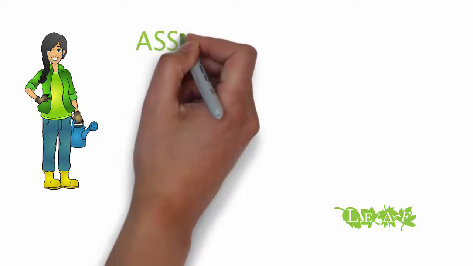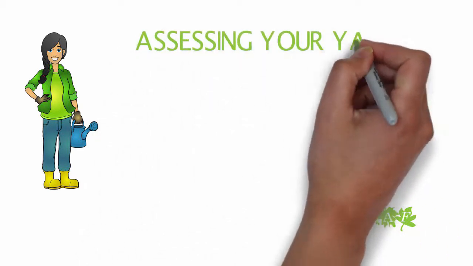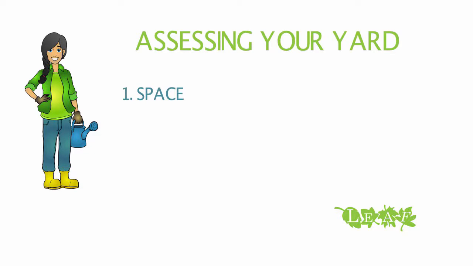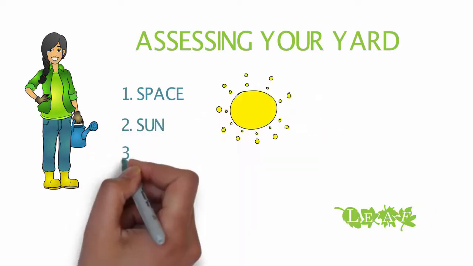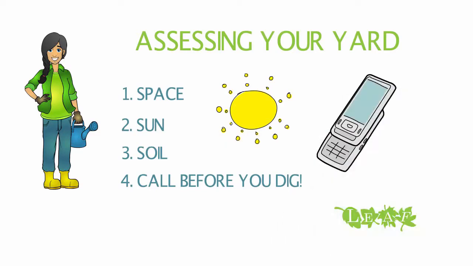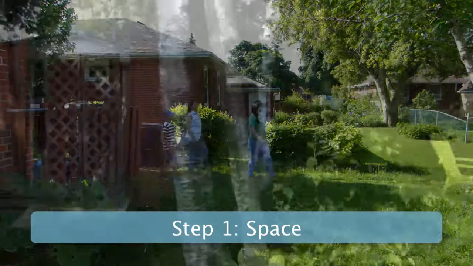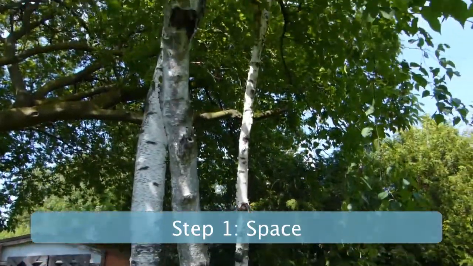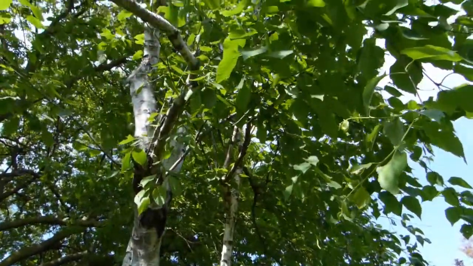In this video, we'll cover 4 easy steps to assessing your yard. 1. Space. 2. Sun. 3. Soil. And 4. Call before you dig. Step 1. Space. Assessing the available space in your yard is the first step to deciding what to plant.